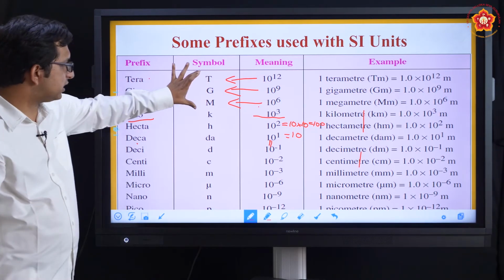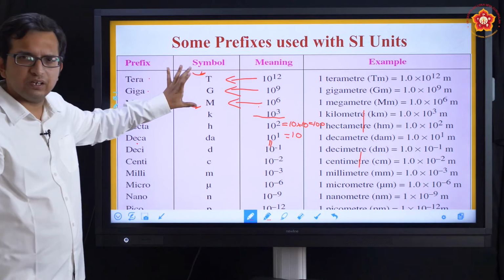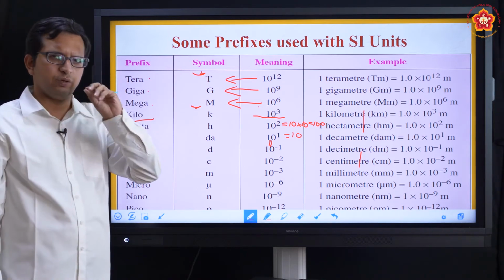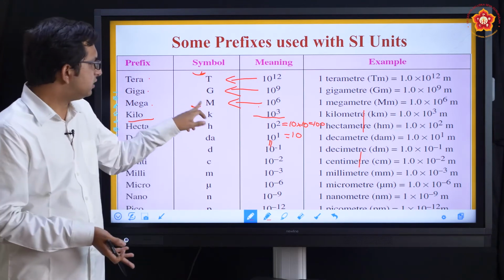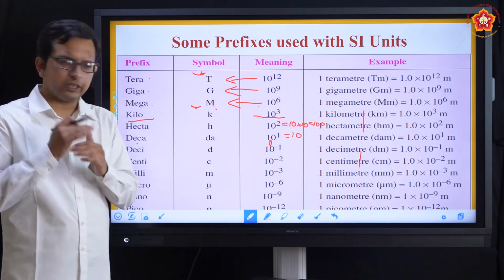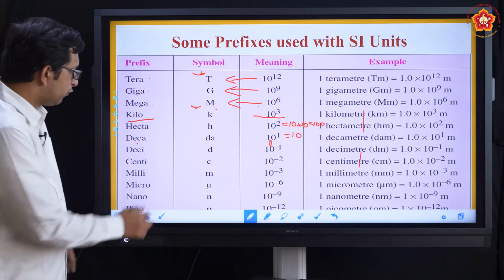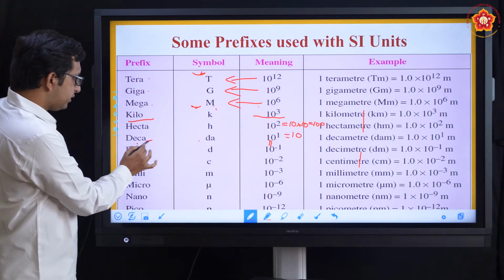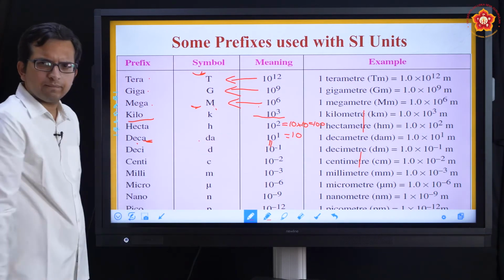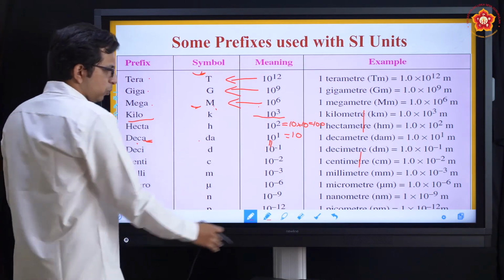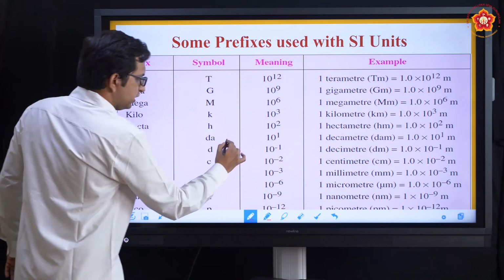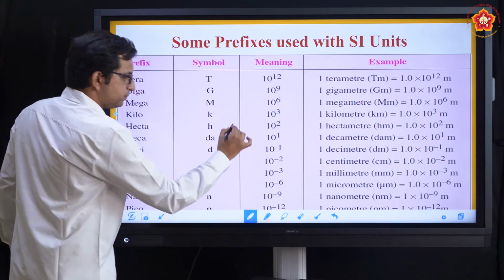Now, please understand that all these three are in capital letters. The symbol, capital or small, is very important, because many things we try to represent, and this change in the size determines it. Why I tell this is because if you just come down, while 10 raised to 10 was deca, 10 raised to minus 10. Now what does this 10 raised to minus 10 mean? 10 raised to minus 10 means 1 divided by 10.